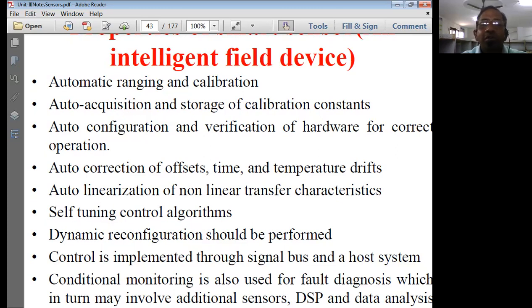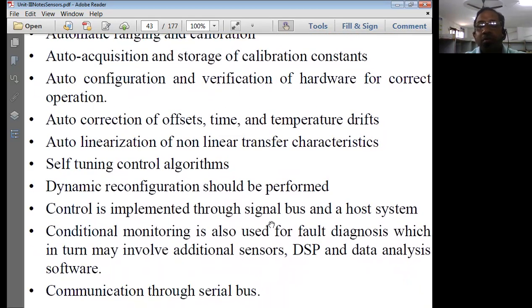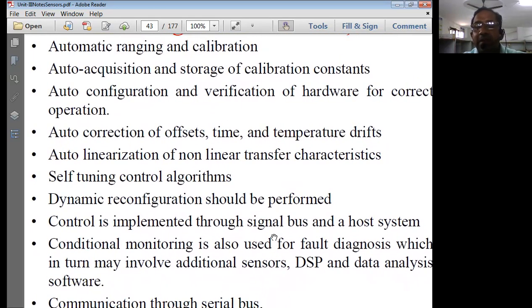So, auto configuration and verification of hardware for correct operations. Hardware verification also has to be performed automatically by the system itself. That means you have to make the system intelligent. That's it. So towards that intelligence, we are simply gathering all this to strengthen the concept of intelligence. We are simply bringing up all these points.